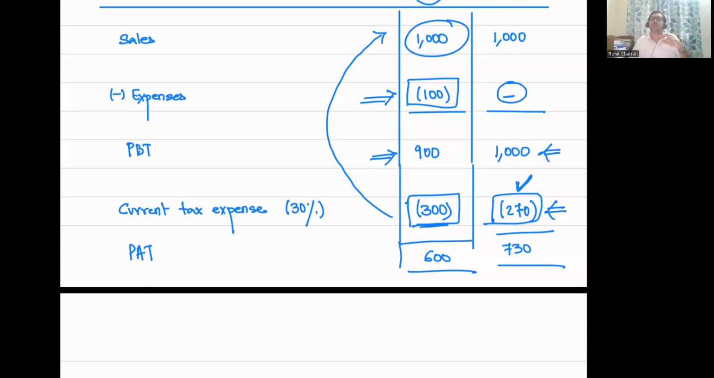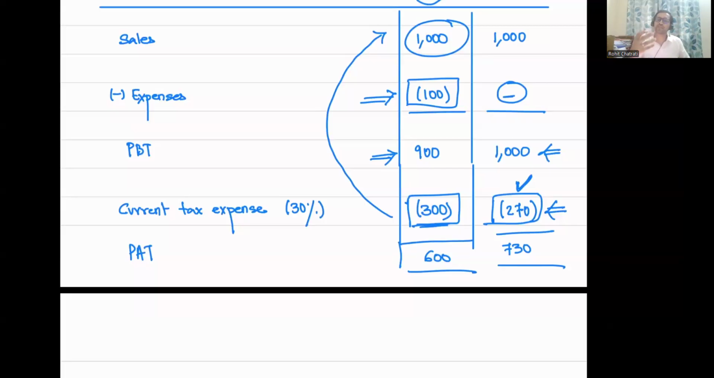All right. Whenever you have to pay taxes in future, you recognize a deferred tax liability. Whenever there's going to be a reduction in taxes in future, you record a deferred tax asset. Whenever you're going to receive a benefit in future, you record a deferred tax asset. That benefit could be in the form of paying lower taxes.